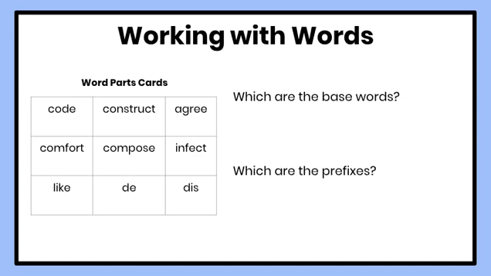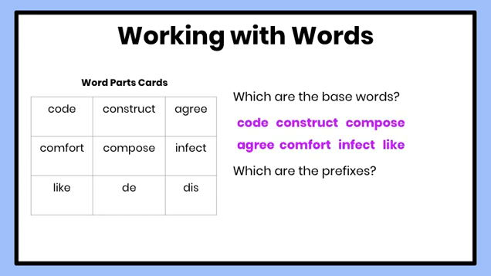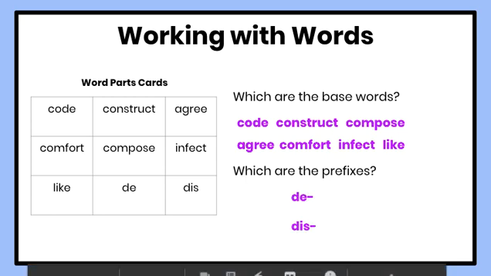So on this word parts cards, we have base words and prefixes displayed here. Code, construct, agree, comfort, compose, infect, like, dis. Which are the base words? That's right, code, construct, compose, agree, comfort, infect, and like are all base words. So, which are the prefixes? D and dis. Great job.